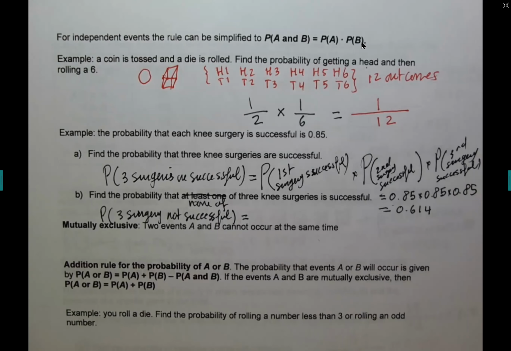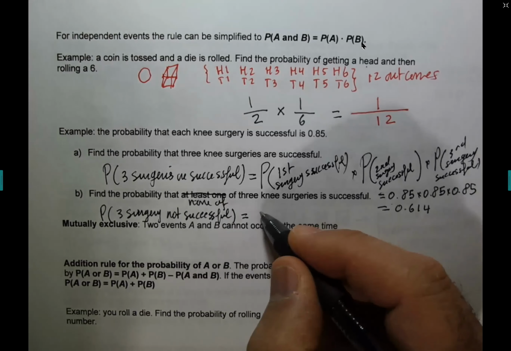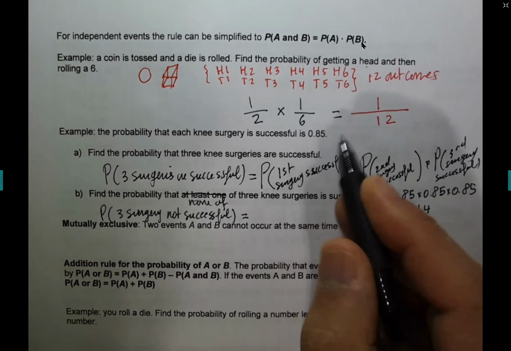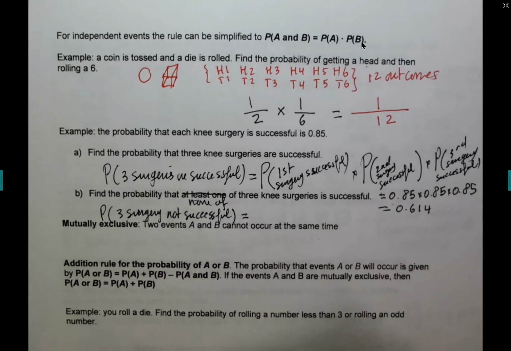If the chance of success is 85%, what's the chance of failure? 0.15. 0.15, guys. If you know your chance of success, you know your chance of failure. Exactly, 15%. You need to know that. If I tell you the chance that you're going to get an A in my class is 90%, then the chance you're not going to get an A in my class is 10%. You should know that right away, because the yes and the no add up to 100% always.